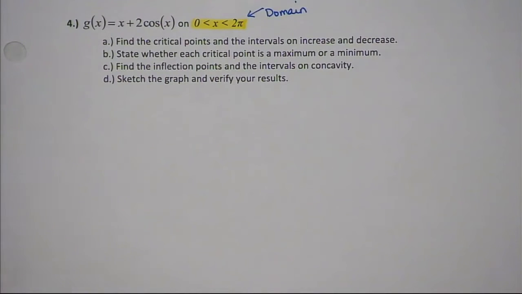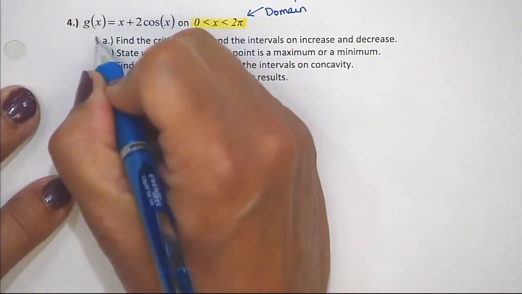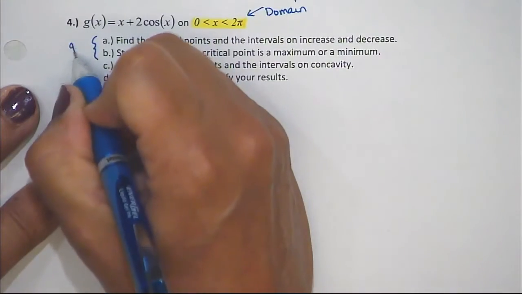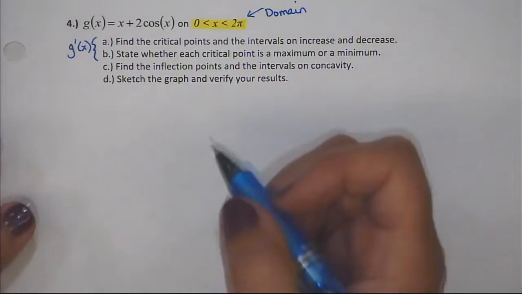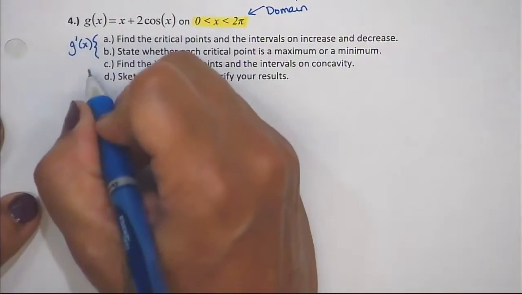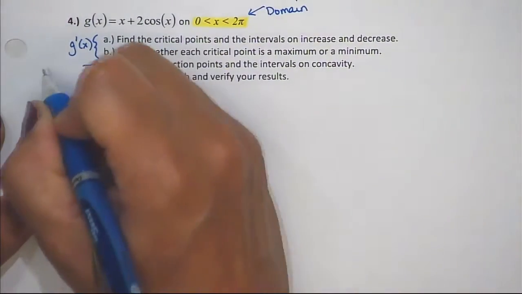So for every problem, you have to know that because that changes how you write your answers. Okay, so we're going to find all the critical numbers, the intervals where these things are increasing and decreasing. We're going to state if each critical point is a max or min. So all of parts A and B have to deal with the first derivative. So since we're doing function g, that's all about g prime. C is about inflection points and where this thing is concave up and concave down. So C is about the second derivative.